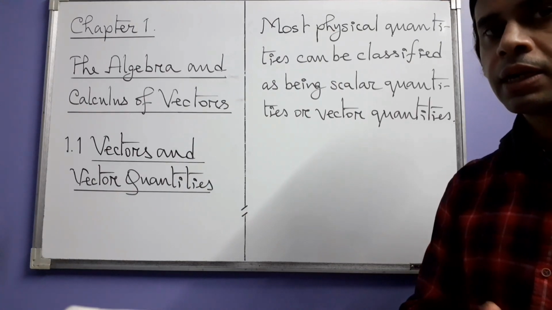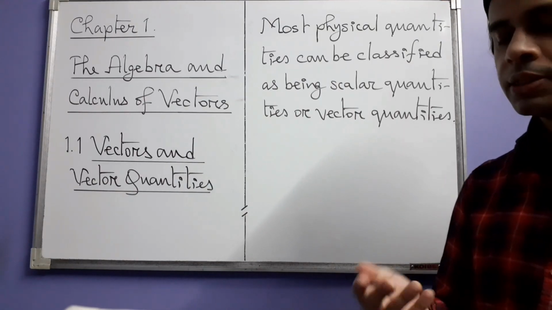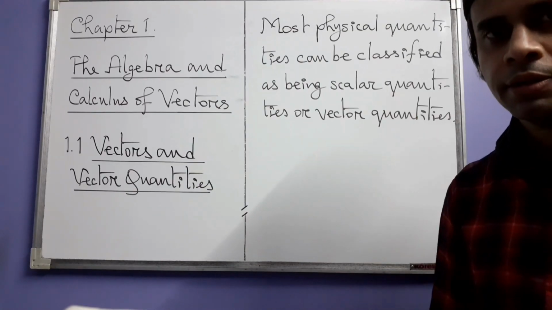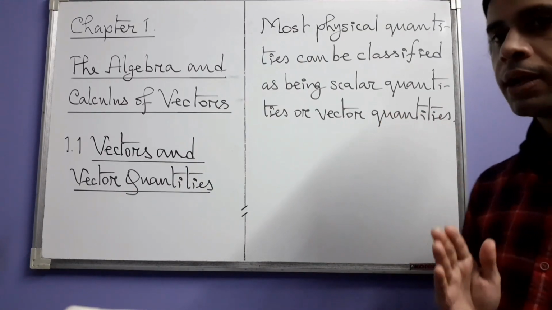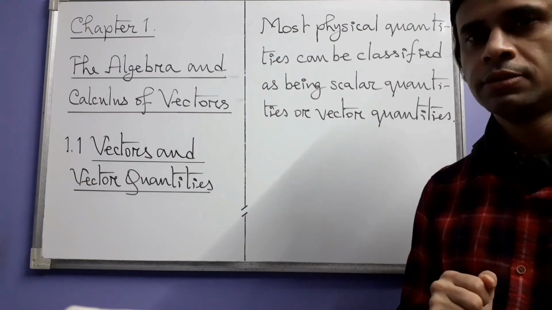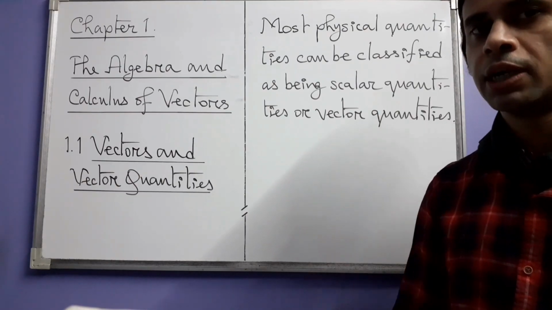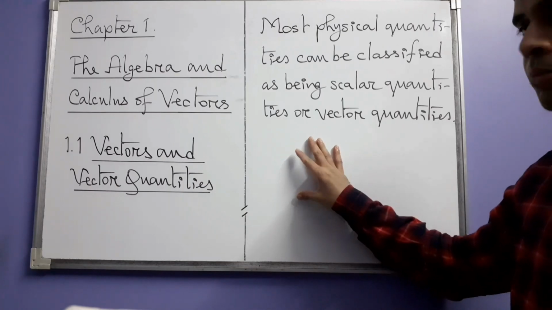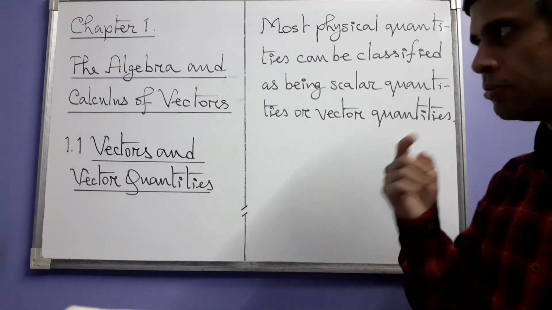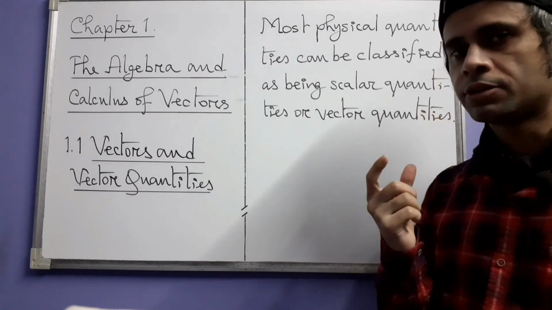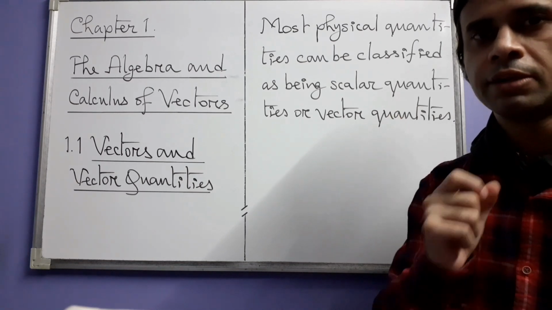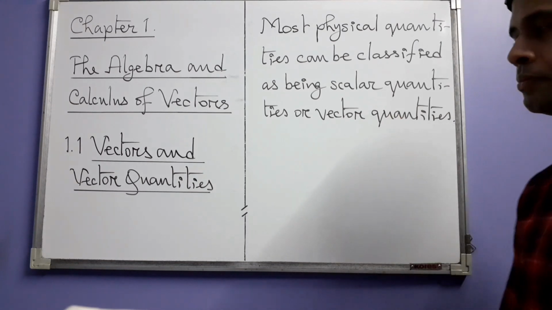Most physical quantities are either scalar quantities or vector quantities, but not all. Some of them are neither scalar quantities nor vector quantities. We will see later on what those quantities are. Now let's see some examples of scalar quantities, and then we will see what the author has written in the text for vector quantities, what definition he has written.